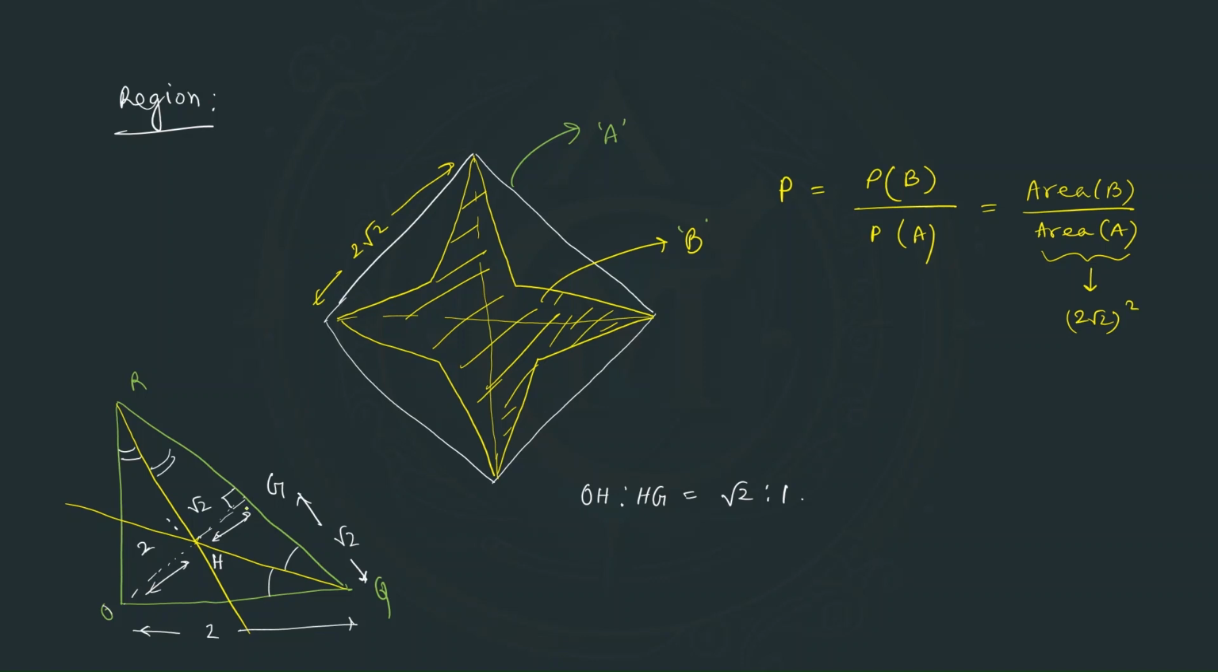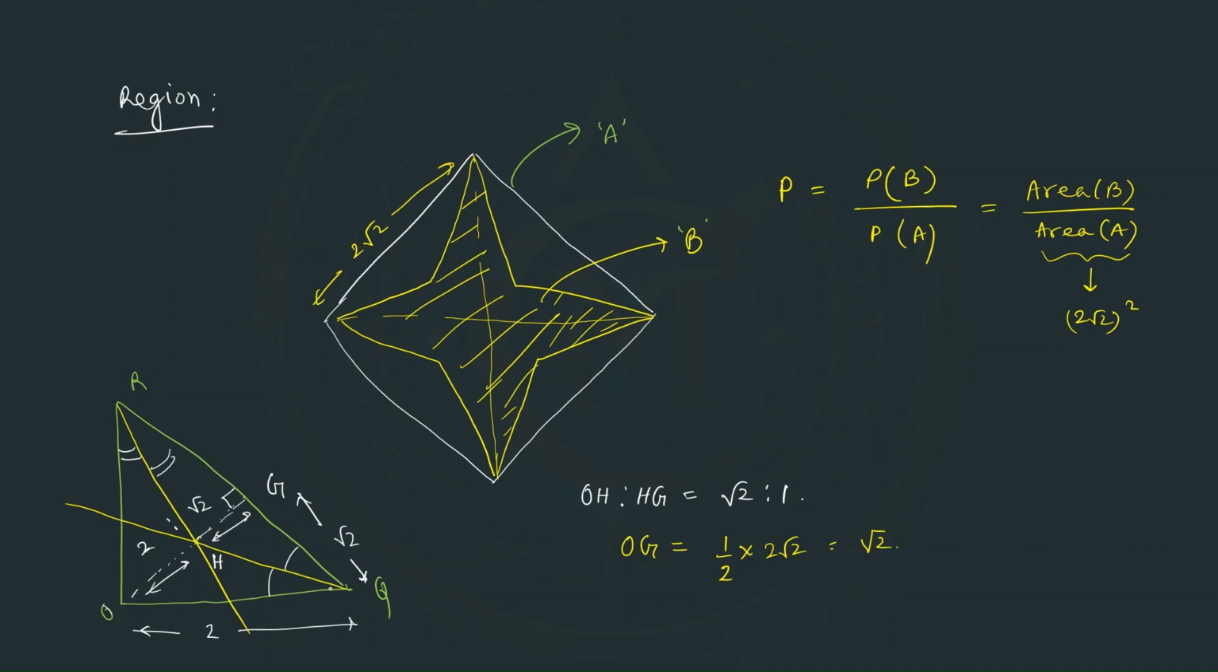Now the total length of this OG line will be half of the side length of this square. Why? Because this line is parallel to either of this side or this side. So OG is half of the side length. So half of side length is 2 root 2. That means it becomes root 2.